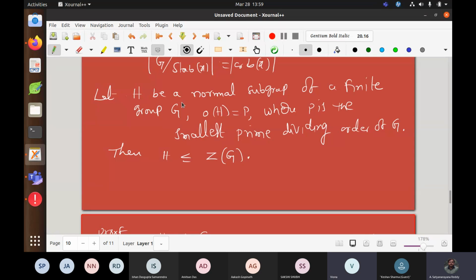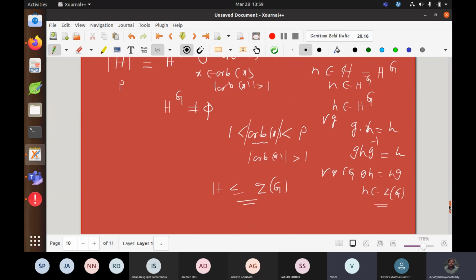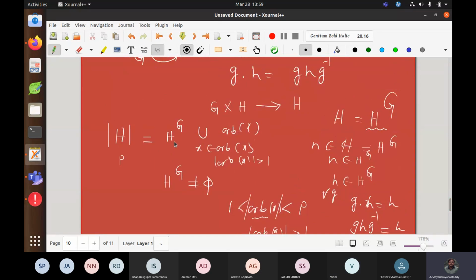So why is the order of the orbit less than p? Okay. So H equals H^G union this part, right? These are all equivalence classes. The order of H I already took as p. And here it is at least 1 already. The identity is fixed by every element. H^G is non-empty, at least one element. I proved that beforehand. Now the orbit size strictly lies between 1 and p. That is known.